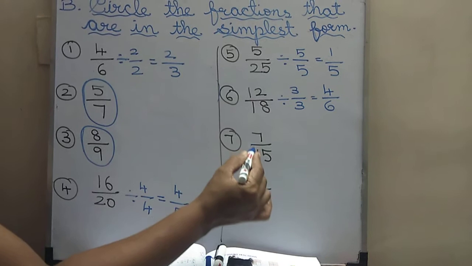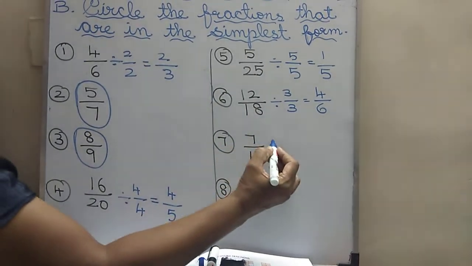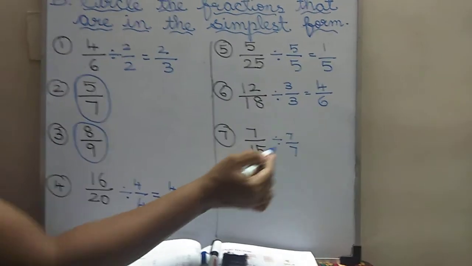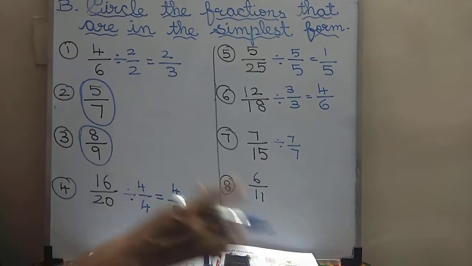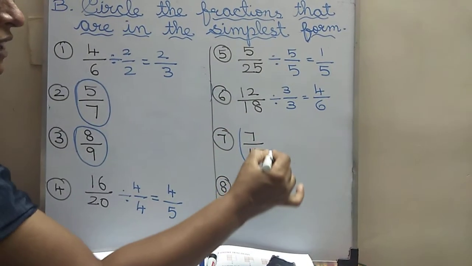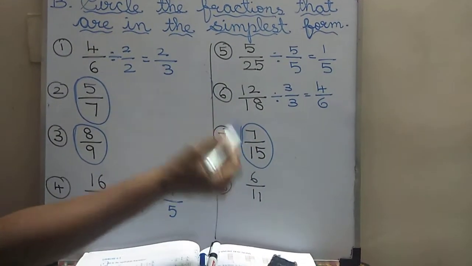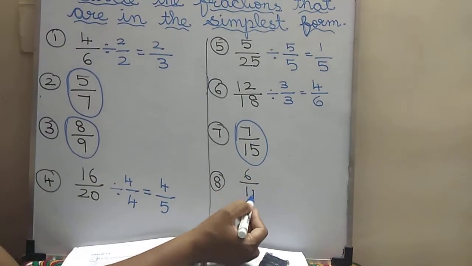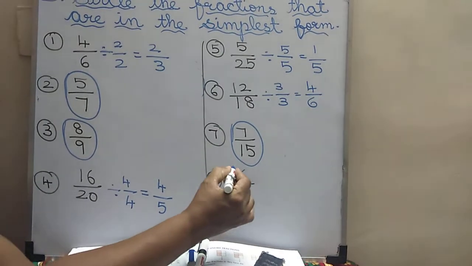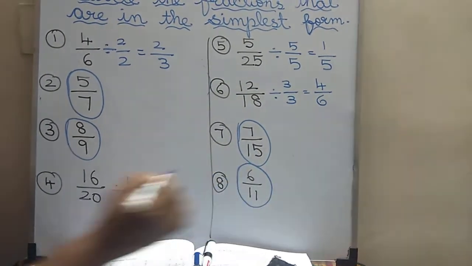And here see 7 by 15. In the 7 table, can you put 7 by 7 like this, children? In the 7 table does 15 go? No, you can't divide it further. So this is the simplest form. After this you can't divide. Likewise 6 by 11 also. You can't divide in the same table. So this is also the simplest form.